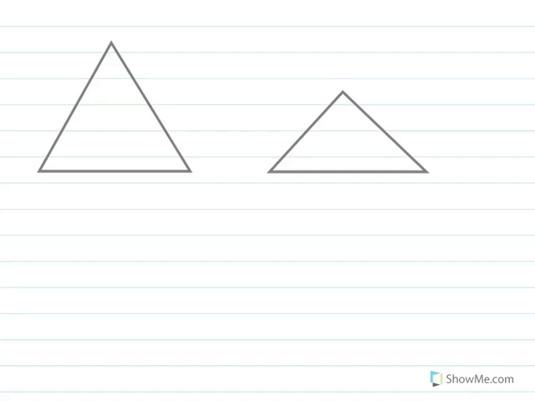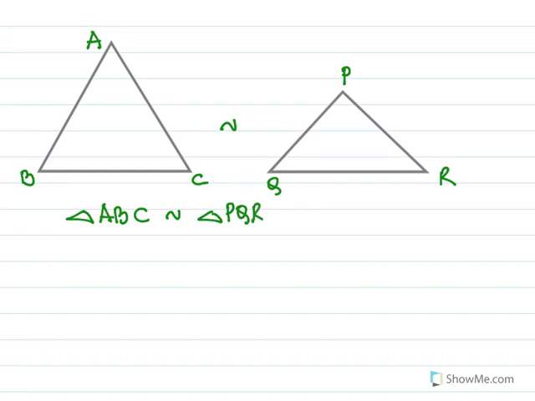In this video, we'll learn a property of similar triangles. Here we can see two similar triangles, ABC is similar to PQR. So we write it out: triangle ABC similar to triangle PQR.